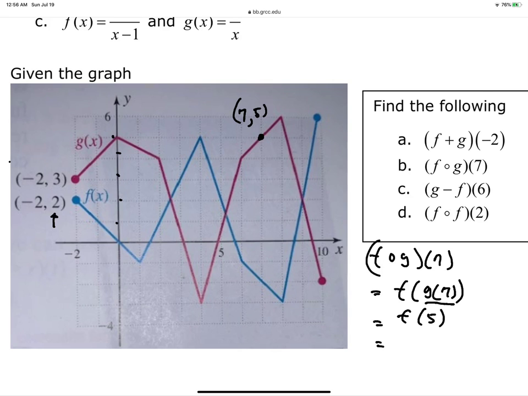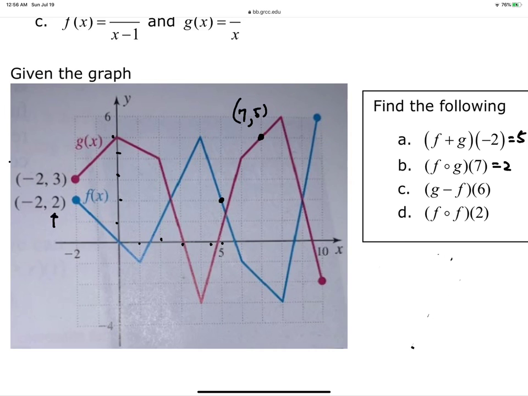Now look at the f function and figure out when the input x equals 5: 1, 2, 3, 4, 5. So it looks like 2. Again, even though there is no equation given to you, having a graph will work out just fine.